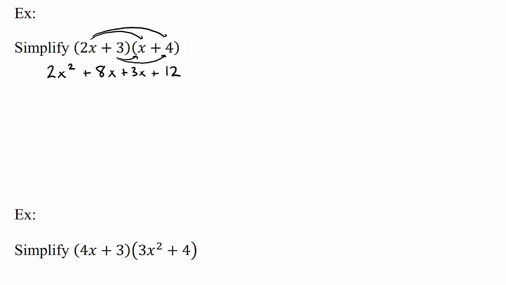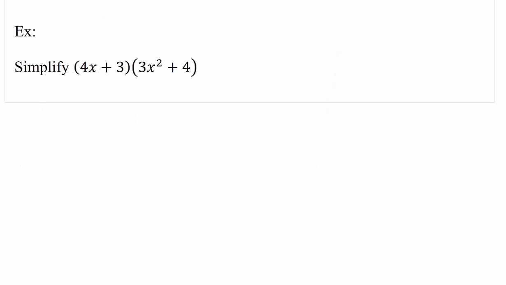Now we always look and see if there are like terms. I can see that I have two x terms, and so I can combine those. So my final answer is 2x squared plus 11x plus 12. Let's look at another example.